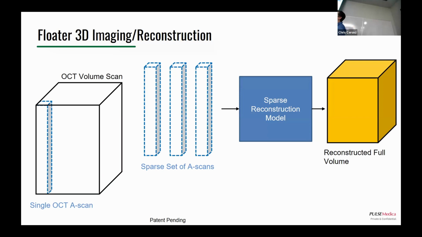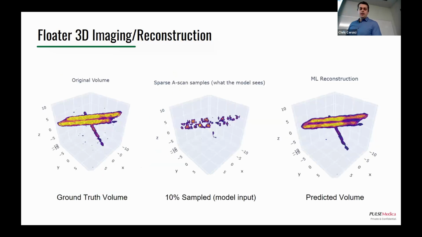We can then take that sparse set of A scans and pass that through a reconstruction model. In this case, we're using a vision transformer, and then reconstruct our full volume. So here's an example of that. This is not an actual floater. This is a synthetic floater, because to make this work, you need that ground truth volume, which we unfortunately don't have with floaters yet until we have some test vessels.